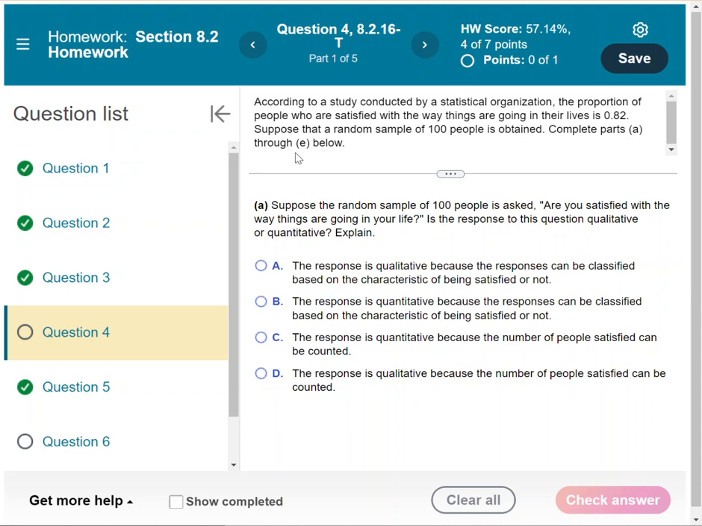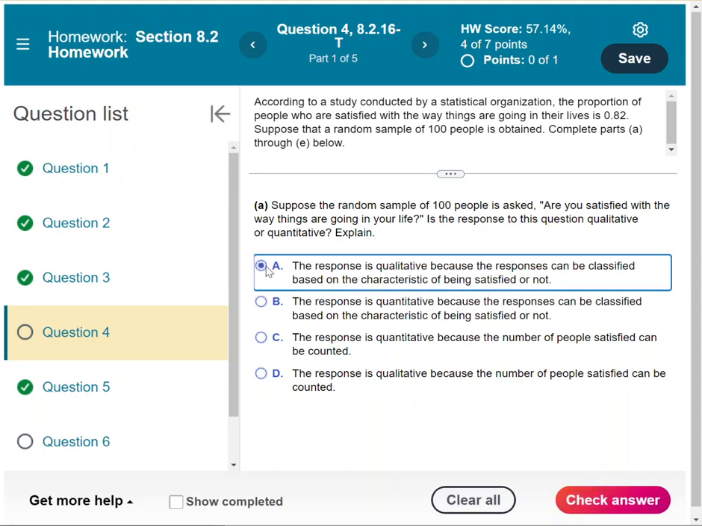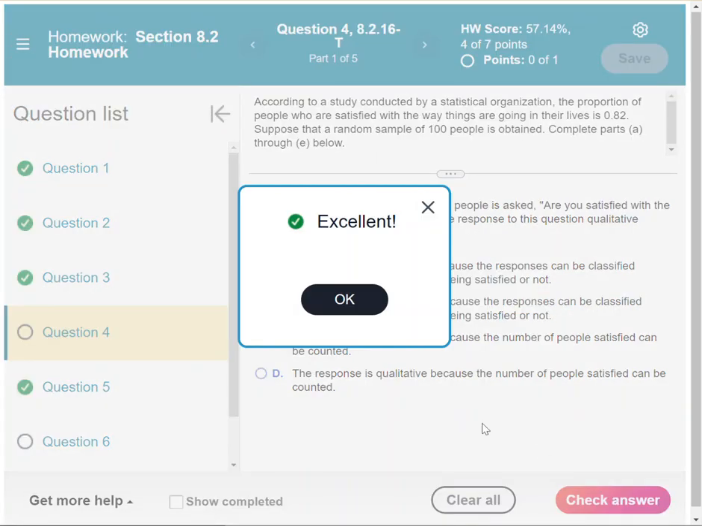Suppose the random sample of 100 people is asked, are you satisfied with the way things are going in your life? Is the response to this question qualitative or quantitative? We would say that it's qualitative because basically you agree or you disagree that you're satisfied with how things are going in your life. So it's qualitative because the responses can be classified based on the characteristic of being satisfied or not. That's perfect. Let's move on to the next part.